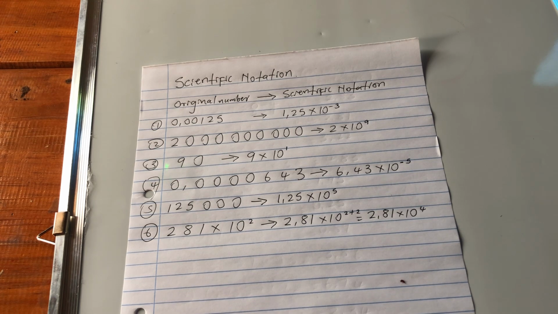Let's look at number 3. 90. How do I write this in scientific notation? There is an invisible comma here. I'm going to move it to the left. How many times? Yes, it will be once. And it will rest here. My answer in this case will be 9 multiplied by 10 to the power positive 1.